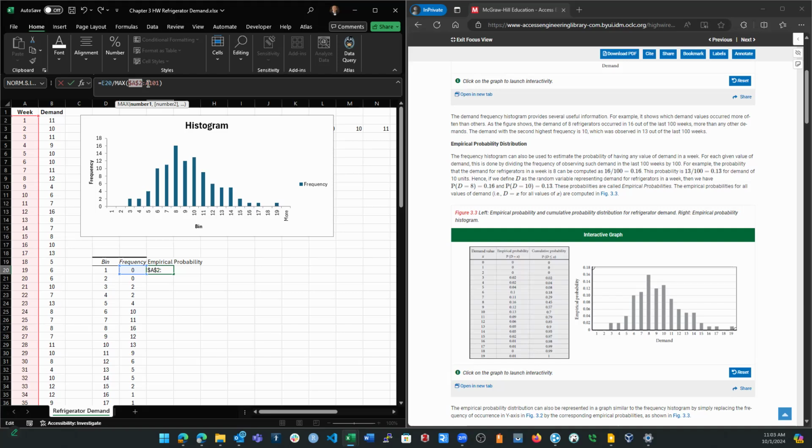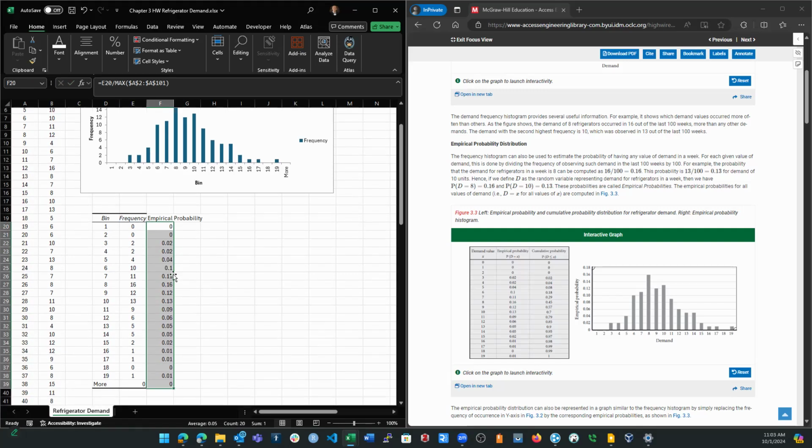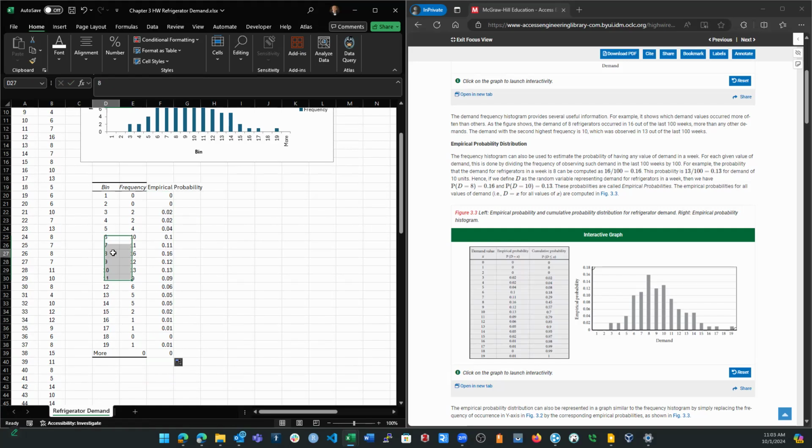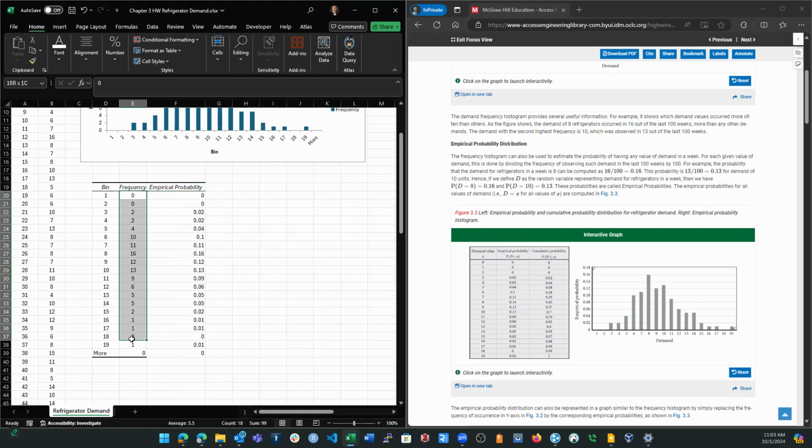We're asking for the max so that we can create the empirical probability for each one of these frequencies. I'll copy this down. And just like we mentioned before, the demand of 8 happens 16 times over the course of 100 weeks. And so that empirical probability is 0.16. We do a little bit of formatting here, and that is our empirical probability for each of these demands.